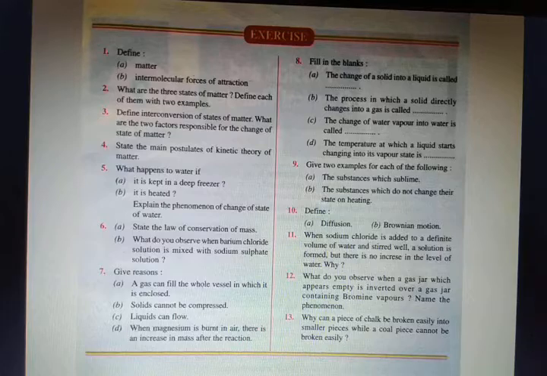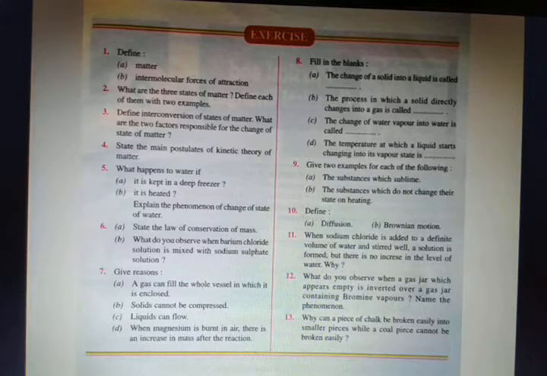Coming to question number 4, state the main postulates of kinetic theory of matter. There are almost 4 or 5 points given in your book, and if you have noted my first lecture of this chapter, there also I mentioned the points regarding the kinetic theory of matter. It's clearly given in your book, page number 4, 5 points given. You have to write all the 5.